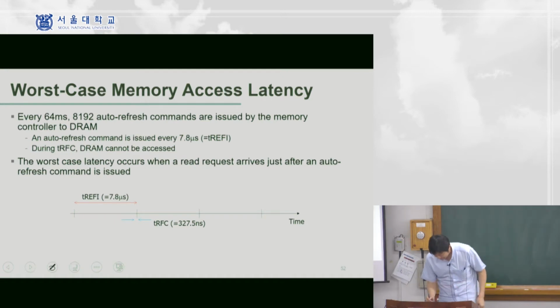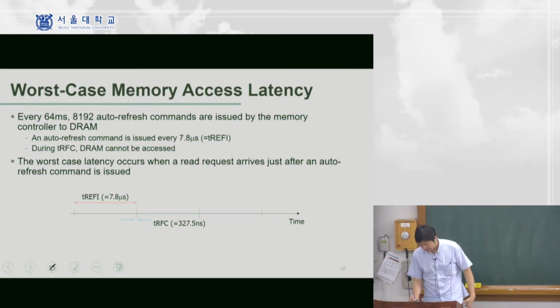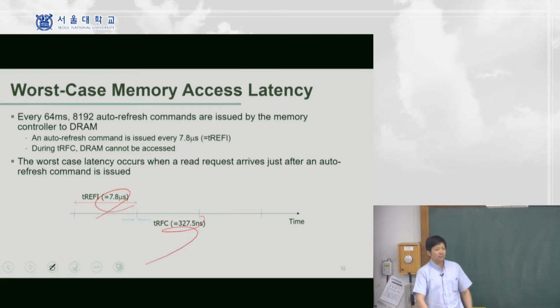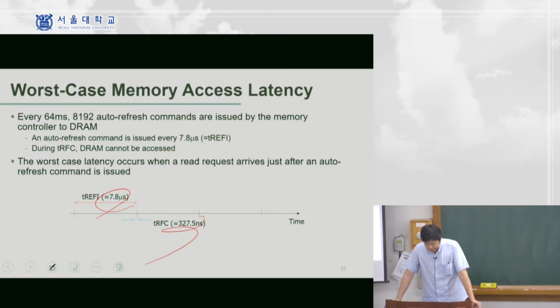So the worst case latency can take some 300-something nanoseconds, plus the access time for your request, something like an additional 100 nanoseconds, or some tens to hundreds of nanoseconds, right? So it can take a long time to fulfill your request. As I said, this may be a serious problem especially for real-time systems.